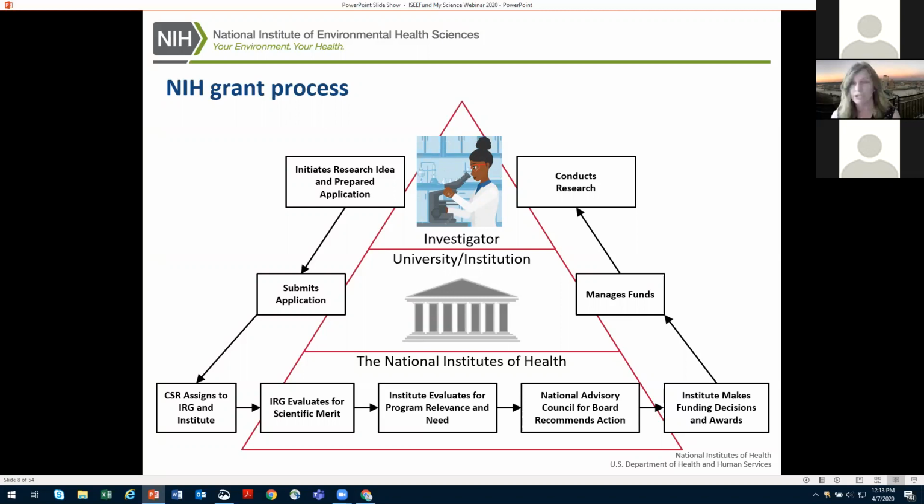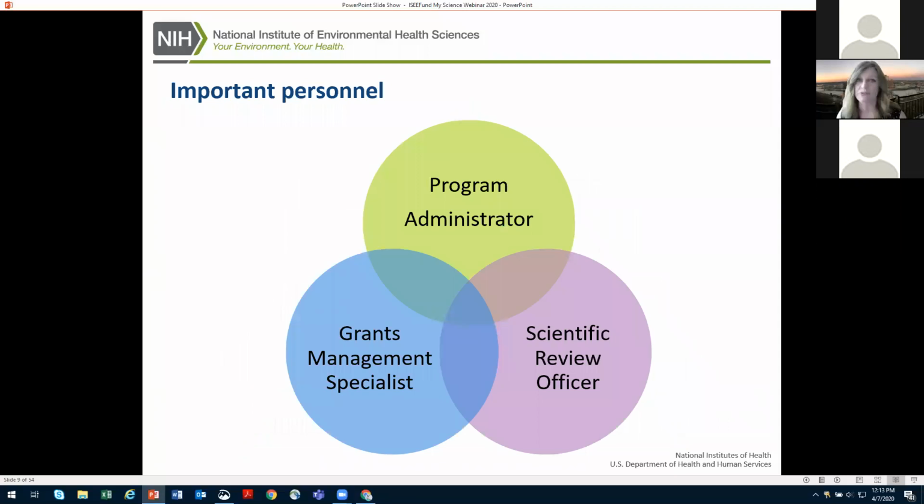So if you leave, they have to relinquish it to you. So have some really good conversations ahead of time with your organization about the possibility, if you're going to move, to take an award with you, because they own the award. So here are 3 personnel that you need to get to know. This is what we call program administrator. There are different levels. There's program officers, there's scientific officers, depending on the mechanism. So we just use this broad term, program administrator.